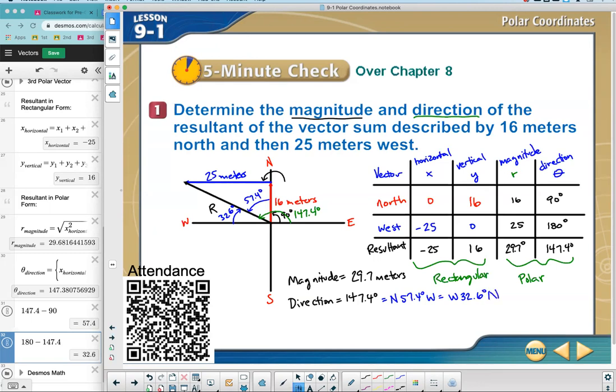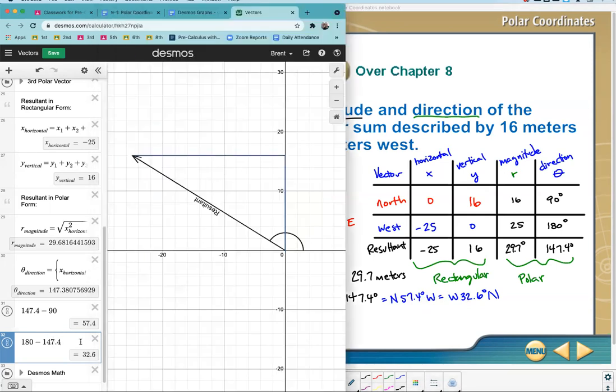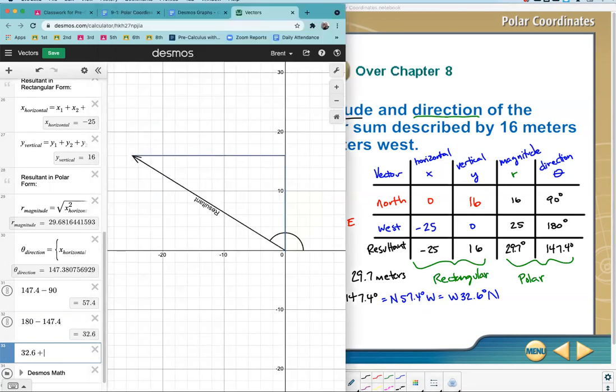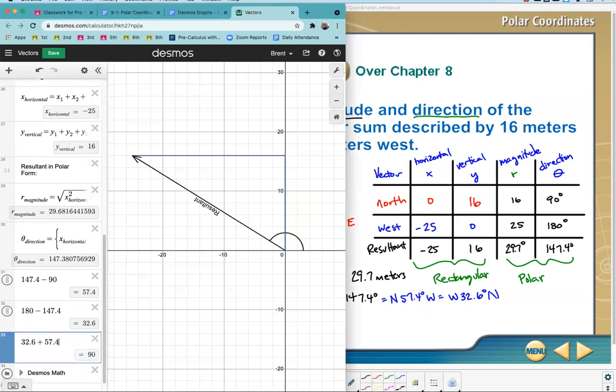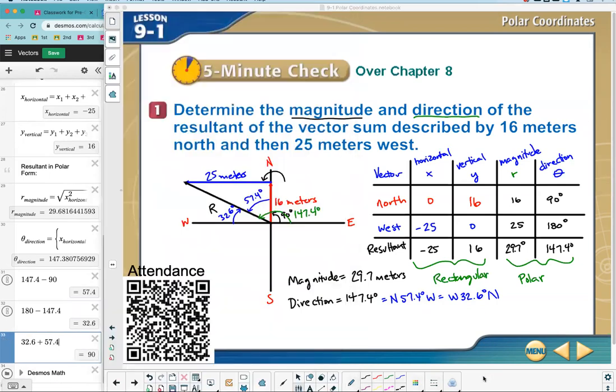So notice what I'm doing differently on these two is this is from the north going to the west. This is from the west going to the north. If you added those two up, it would give us a total of 90 because there should be 90 degrees between them. We'll just do that as a check. 32.6 plus 57.4 is 90 on the dot, so we did do that one correctly.